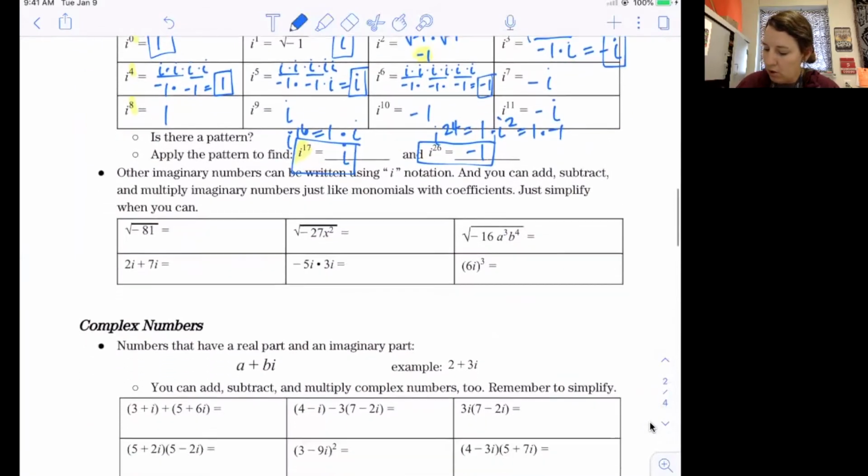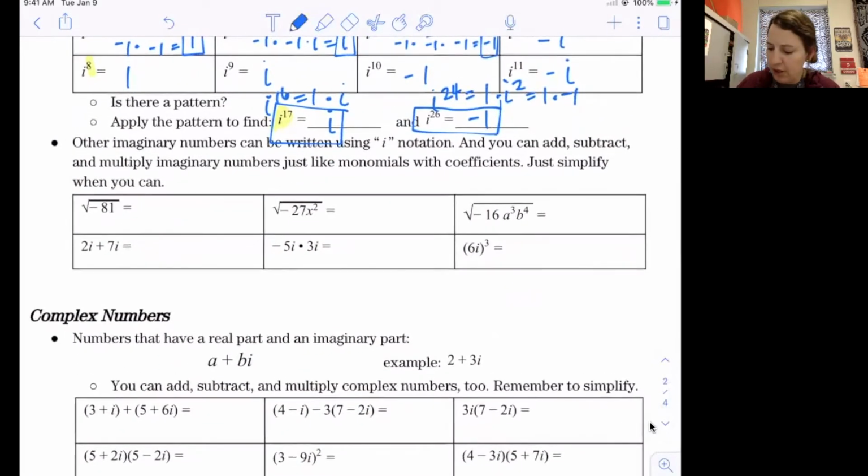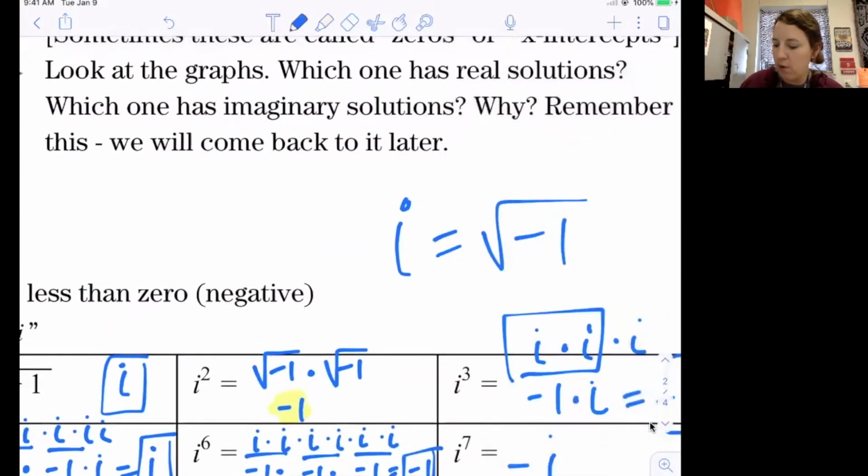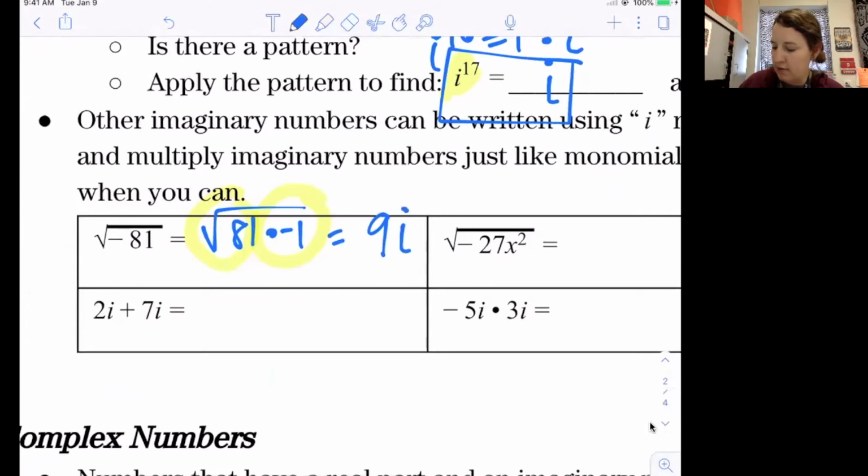Okay, so here if we look at the square root of -81, we could rewrite this as the square root of 81 times -1. Well, we know that the square root of 81 is 9. We know that the square root of -1, from what we just learned up here, is written as i. So we could say that our answer here is plus or minus 9i. So when we take the square root, we still do have to write that plus or minus in front of our value.